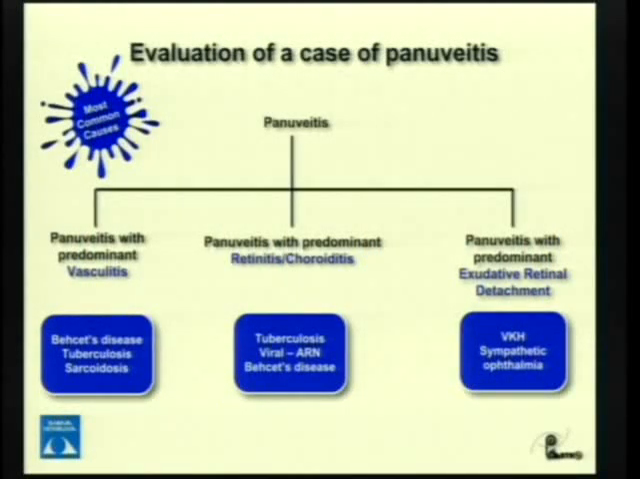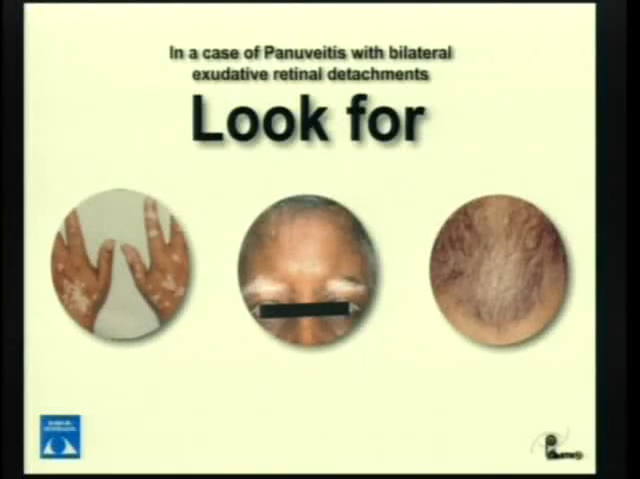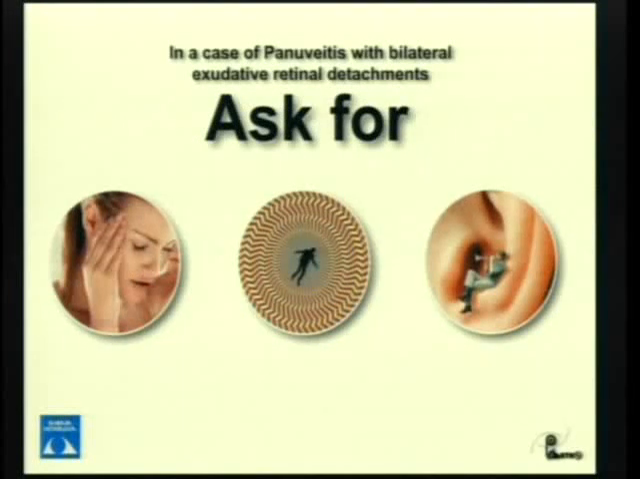So one should suspect acute retinal necrosis in such cases. The last variety, panuveitis, can present with predominant exudative retinal detachment. Then think about two conditions: one is VKH, another is sympathetic ophthalmitis. If a patient has come with panuveitis with bilateral exudative retinal detachment, look for white patches, patchy hair loss. This can be a case of Vogt-Koyanagi-Harada's disease. Also, take the history: ask for any history of headache, meningismus, vertigo, or any history of auditory hallucination or tinnitus.